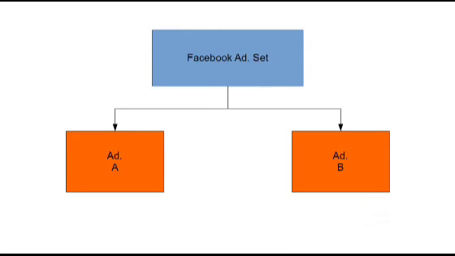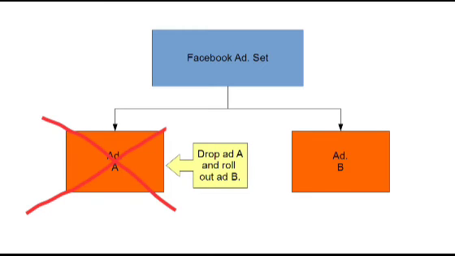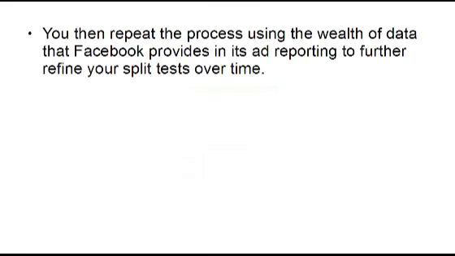Now let's say, for the sake of argument, that when you go through all the stats you find that ad B outperforms ad A. What you simply do is drop ad A and roll out ad B to everybody that you want to target with the ad. And you then repeat the process using the wealth of data that Facebook provides in its ad reporting to further refine your split tests over time.